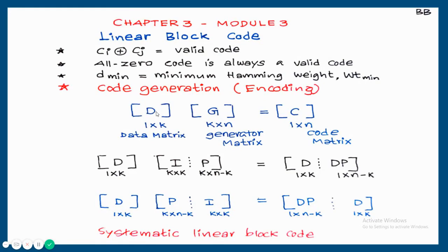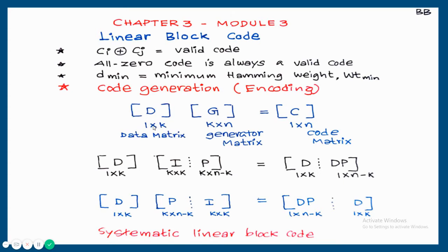The number of data bits is k. That is why the dimension of this matrix is 1 cross k, 1 row and k columns. And our requirement is an n-bit code, that is why it is 1 cross n. For getting 1 cross n from 1 cross k, the generator matrix dimension should be k cross n, because 1 into k multiplied with k into n, the product will be 1 into n. That matrix is known as the generator matrix.